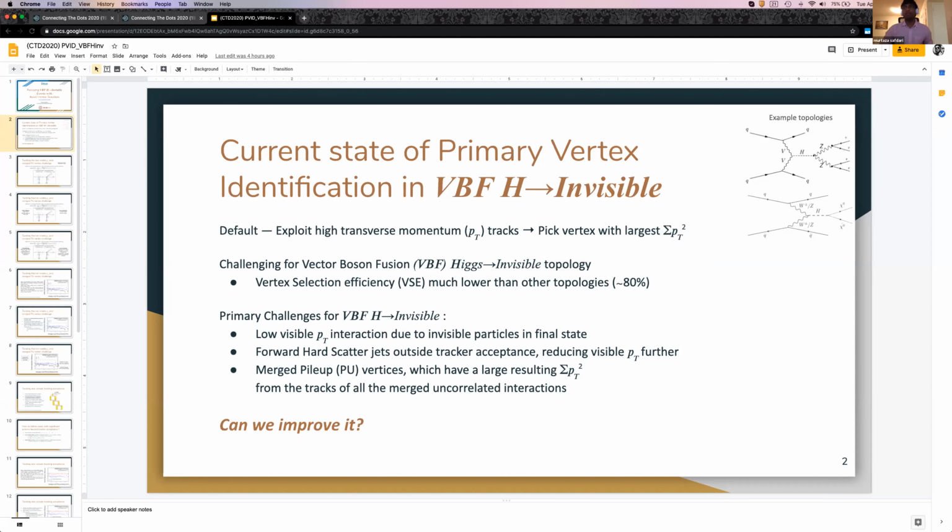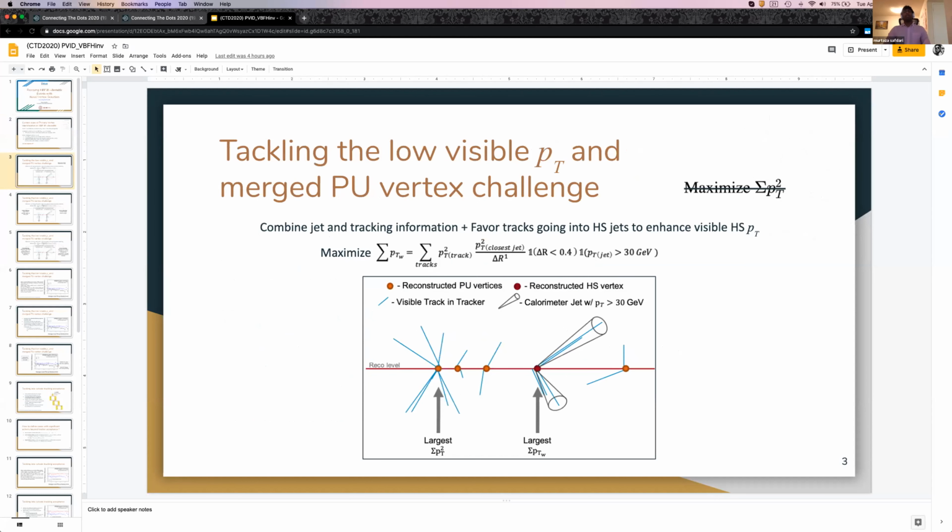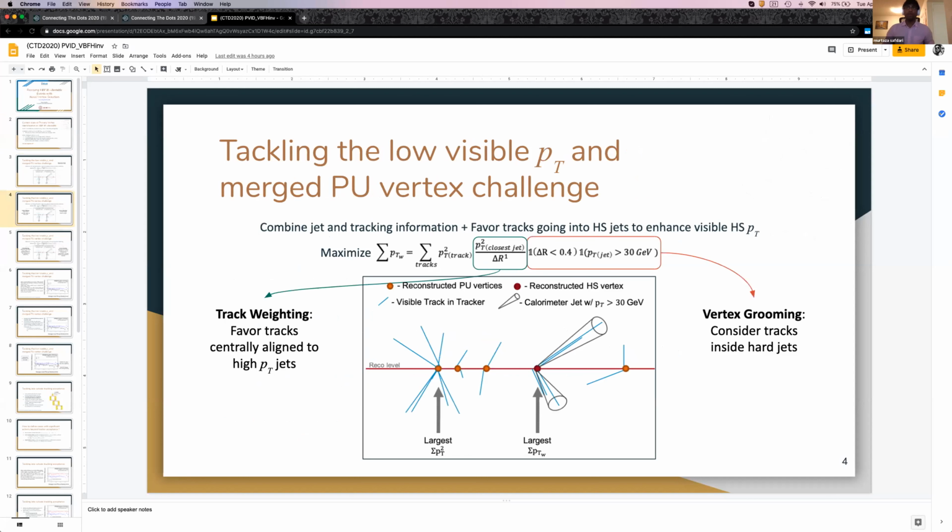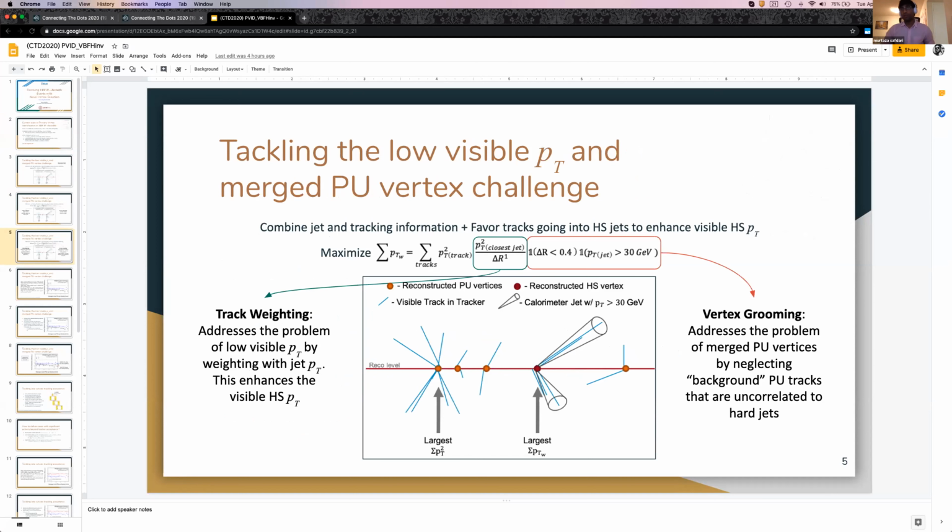Yep. Okay. So on slide 3, the idea is that instead of maximizing sum pT squared, you maximize this modified sum pT squared, where, on slide 4, you introduce a vertex grooming part where you basically drop all the tracks that are not along hard jets, and you also introduce a weighting factor that adds a large weight to tracks that are going into hard jets. Okay, how does this manifest? Well, the vertex grooming part will veto pileup tracks that are uncorrelated to hard scatter jets, and then the track weighting part will boost the sum pT squared for vertices with very low visible pT.